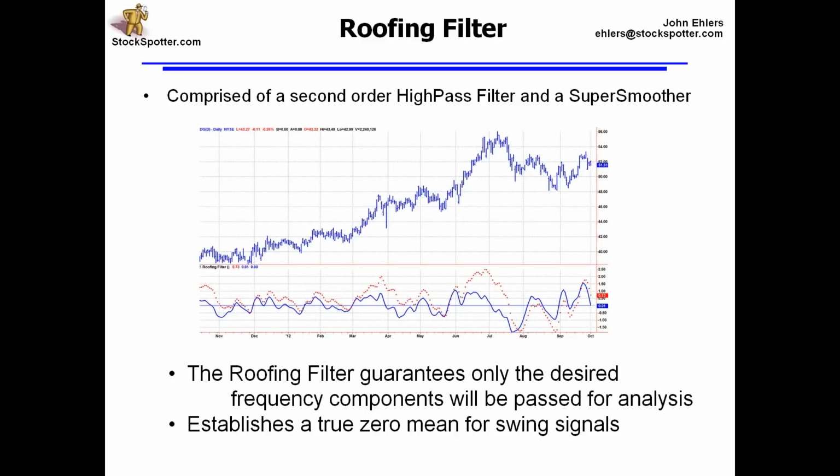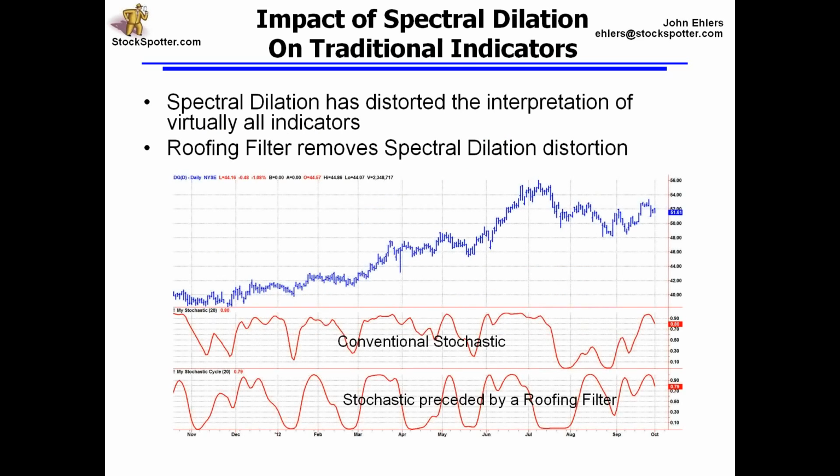And the codes are in last year's webinar. You can do it yourself. So here's what happens in a regular indicator like a stochastic. The conventional stochastic, as you see here, is distorted. It doesn't have the nominal zero mean as you're going up. And that leads to all kinds of wild interpretations and rules associated with the uses of a stochastic. And frankly, most of them are just plain nonsense.